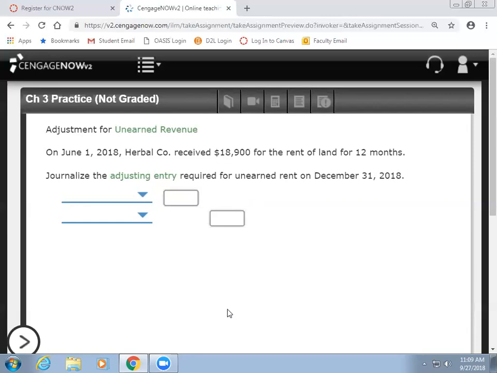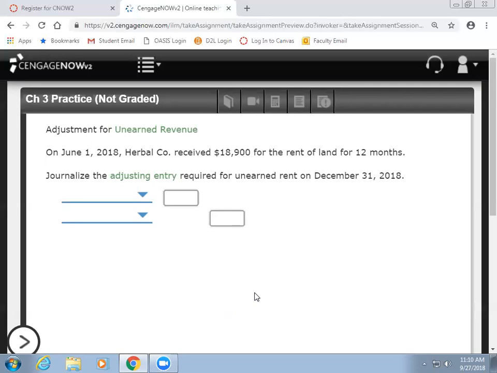That was on June 1st. Now we want to do the journalized entry for December 31st. Well, 7 months have passed, right? We've had June through December, 7 months. So we've actually earned 7 months of this unearned rent revenue, okay? So they paid us up front on June 1st for 12 months rent. So we received the cash and we credited this liability. Now we're saying they've earned 7 months worth, okay?